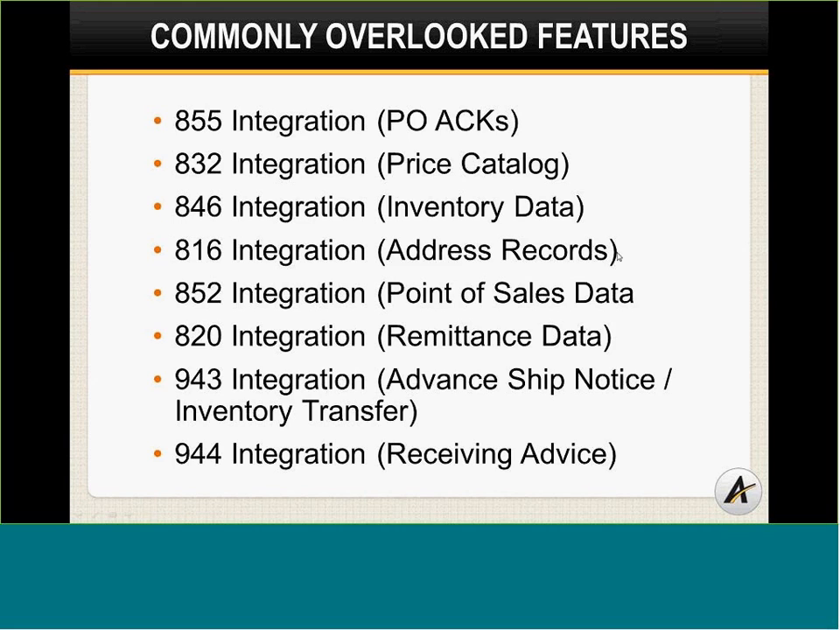816, these are address records. A lot of retailers haven't adopted this. Walmart specifically does provide these. So as they change addresses for their stores or as they add new locations, they'll send out an 816 document, and that's used to build an address record inside of GP, so you don't have to manually create those.